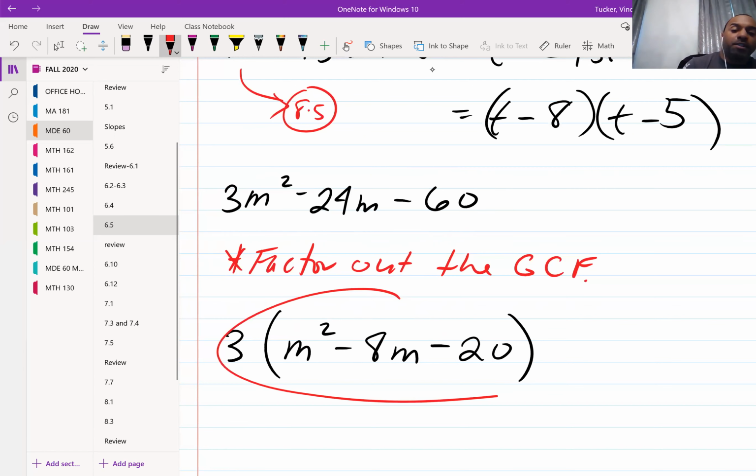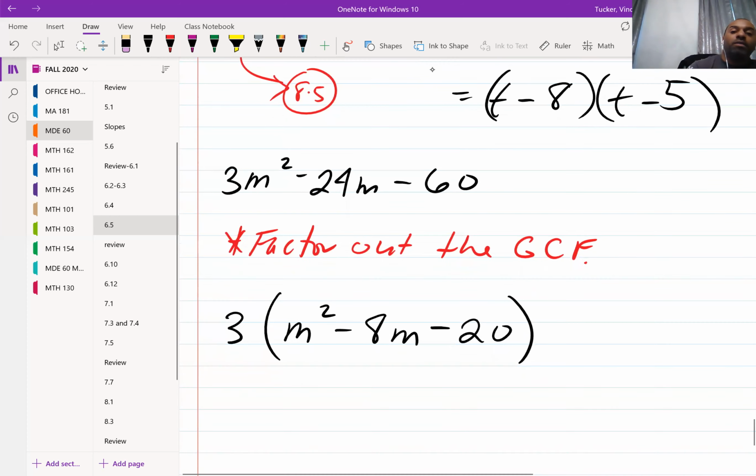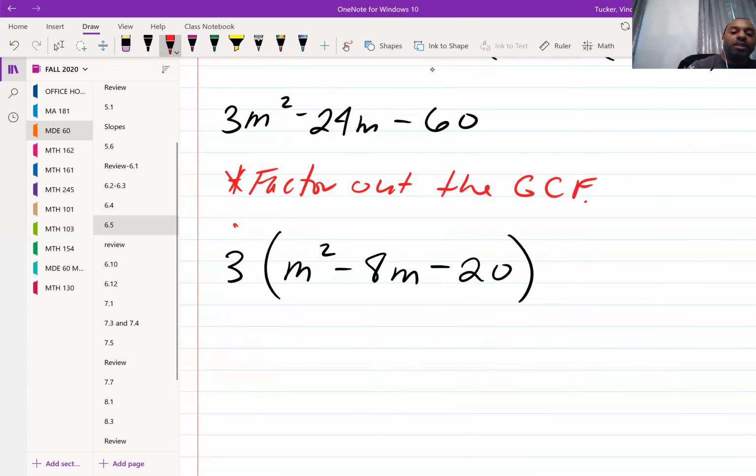Now, we're not finished here. I'm just saying that's the first move. You always want to look to see if you can factor out a GCF, greatest common factor. And don't forget that this 3 is always going to be a part of your factorization. So in your final answer, make sure the 3 is involved. Sometimes people will go through their factorization and then forget that they have a 3 there, then they get it marked wrong.